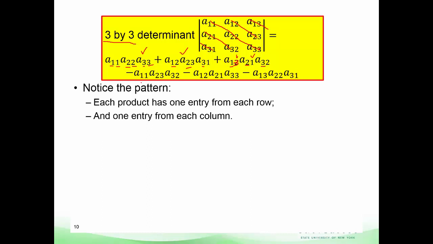Then we've got 1, 2, 3 for the rows, and we've got 1, 3, 2 for the columns. And then we've got 2, 1, 3 for the columns, and we've got 3, 2, 1 for the columns. Let me just make sure all of those are right. 1, 2, 3. 1.